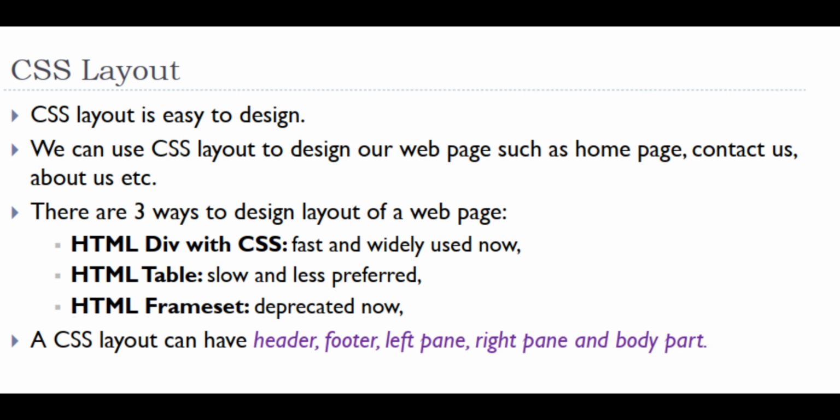CSS layout. CSS layout is easy to design. We can use CSS layout to design our web page, such as home page, contact us, about us, etc. There are 3 ways to design layout of a web page: HTML div with CSS, fast and widely used now; HTML table, slow and less preferred; HTML frameset, deprecated now. A CSS layout can have header, footer, left pane, right pane, and body part.